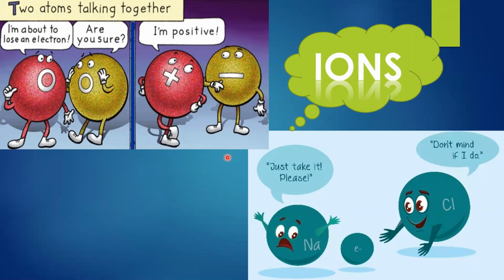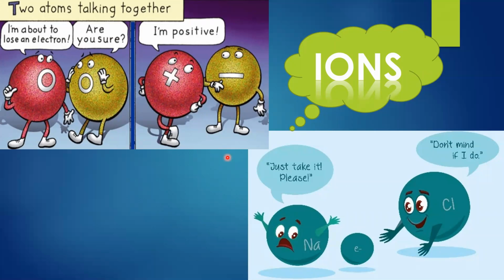Now what are ions? You can see two atoms talking together. One atom says, I am about to lose an electron. The other is asking for confirmation. Are you sure? The atom that wants to lose an electron says, yeah, I am positive. The other atom, the one which is accepting the electron, becomes negative.